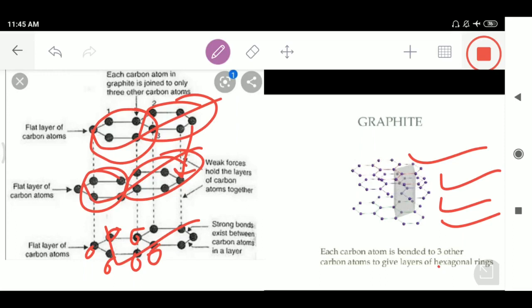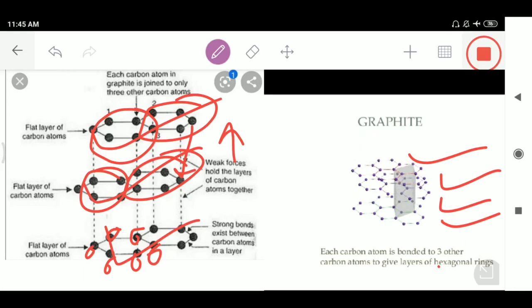So as far as these layers are concerned, these layers are held together by weak van der Waals forces. Look at this, weak forces, and these weak forces are also called van der Waals forces, because these were first seen by a scientist, van der Waal, and that's why they are also called van der Waals forces. Since the various layers of the carbon atoms in graphite are joined by weak van der Waals forces, they can slide over one another.